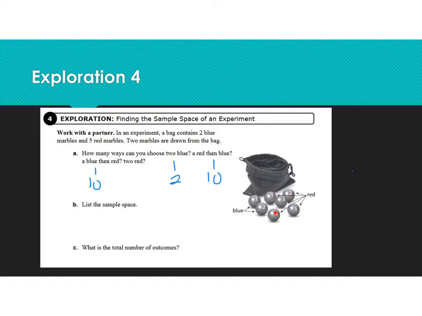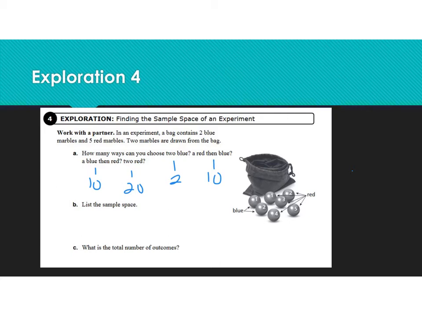Red 3 has 4 ways. Red 4 has 4 ways, and red 5 first has 4 ways. So you had 4 ways times 5 for a grand total of 20 ways you could pick out 2 red marbles, depending on which one you picked first and which one you picked second.